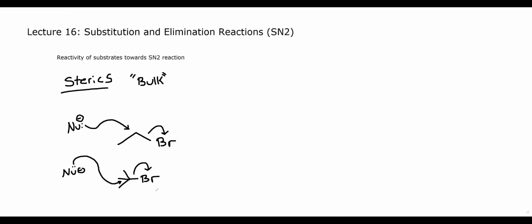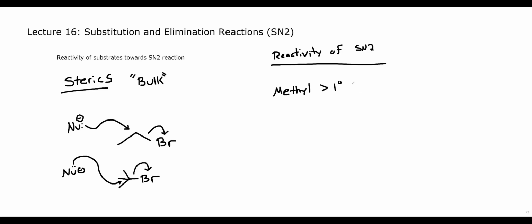Okay, so sterics is just a fancy word for saying bulk, or the tendency of groups to get in the way of a chemical reaction from occurring. So simply put, if that didn't make any sense, let's summarize it very simply, and we will say that this is the trend for reactivity of SN2. The most reactive is going to be the methyl leaving group, followed by the primary, followed by the secondary, followed by the tertiary.